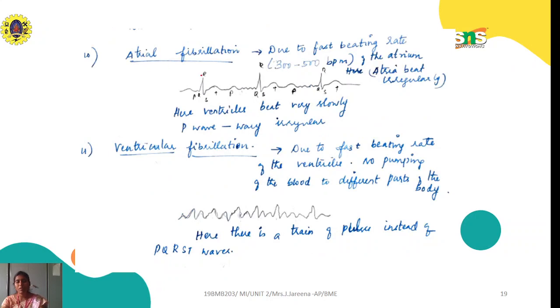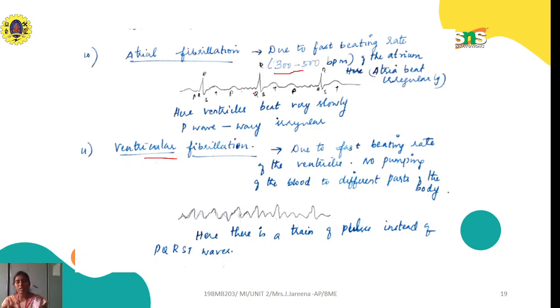You know what is fibrillation? That is the uncontrolled contraction and relaxation of muscle. It doesn't follow a regular pattern or regular rhythm. If it is the atria that is affected, then it is atrial fibrillation. When it is the ventricles, then it is ventricular fibrillation. The atrial fibrillation is so fast beating that it covers more than 300 to 500 beats per minute. That is, the atria is beating irregularly.